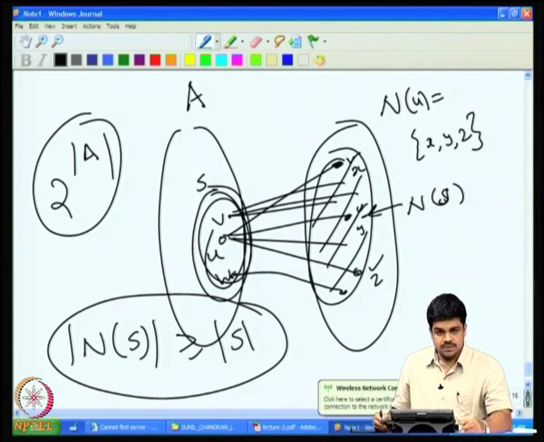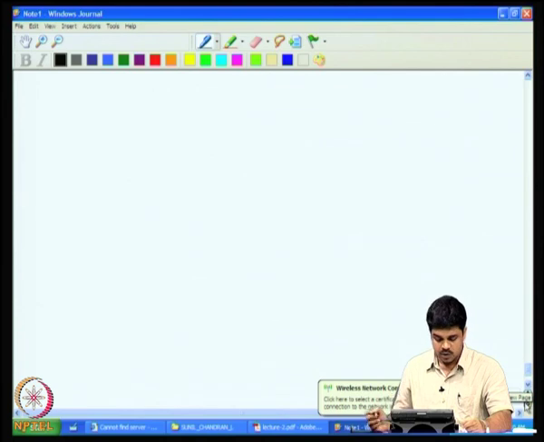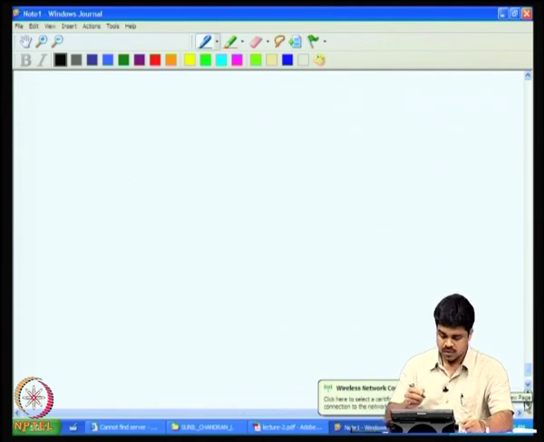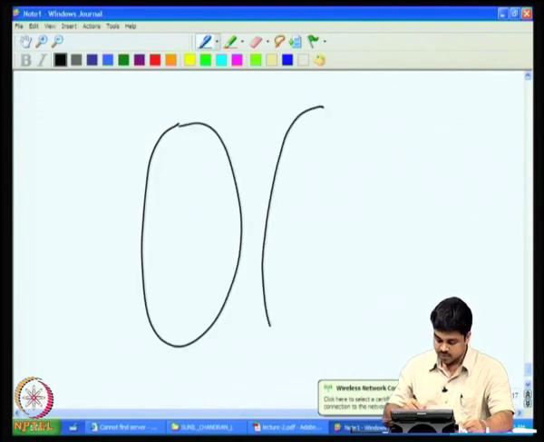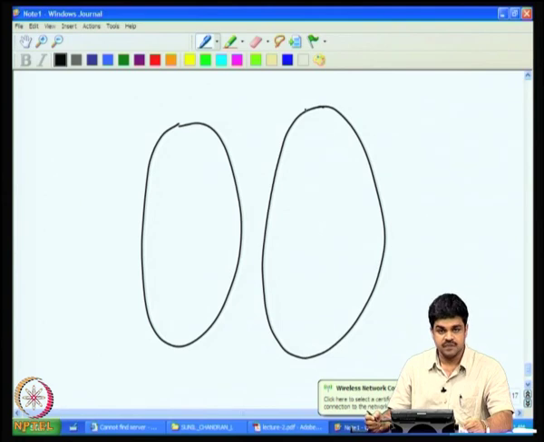So, Hall's theorem says, if for every subset S of A, its neighborhood N of S has cardinality at least as much as the cardinality of S itself, then there will be a matching which matches every vertex of A. We will look at a quick proof of this. We will use the previous theorem, Konig's theorem, about the vertex cover and matching. This is the way we do this.